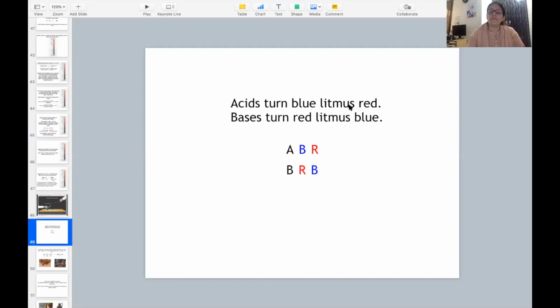Acids turn blue litmus red and bases turn red litmus blue. Just to make it easy to understand and learn, I have created this: ABR, BRB. A stands for acid, B for blue litmus turns red; bases turn red litmus blue. It is just to remind yourself, ABR, BRB, just keep it in mind.